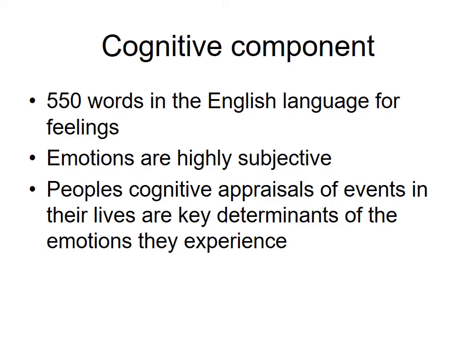The cognitive component for emotion continues on. And we do think about emotion. We have 550 words plus in the English language for emotion. And emotions are subjective. For one person, they feel joy, and another person, they might feel amusement or maybe even just kind of mild happiness. And while we would say that those are in the same realm of emotion, they express themselves differently. Our appraisals of events determine how we emotionally react to them.